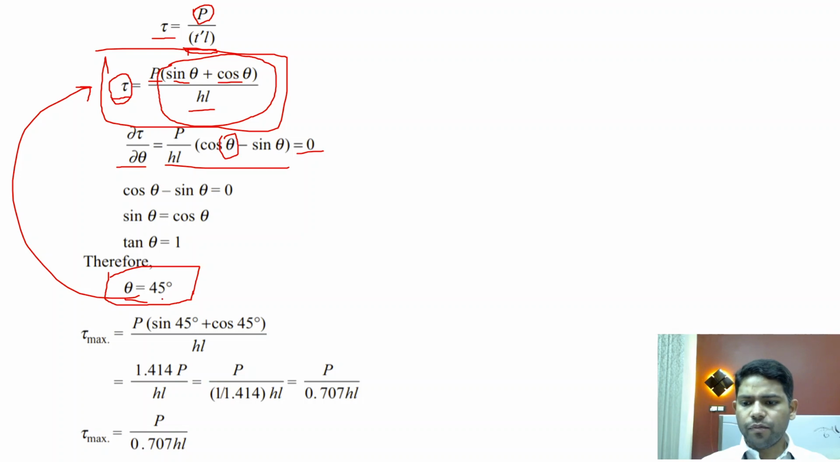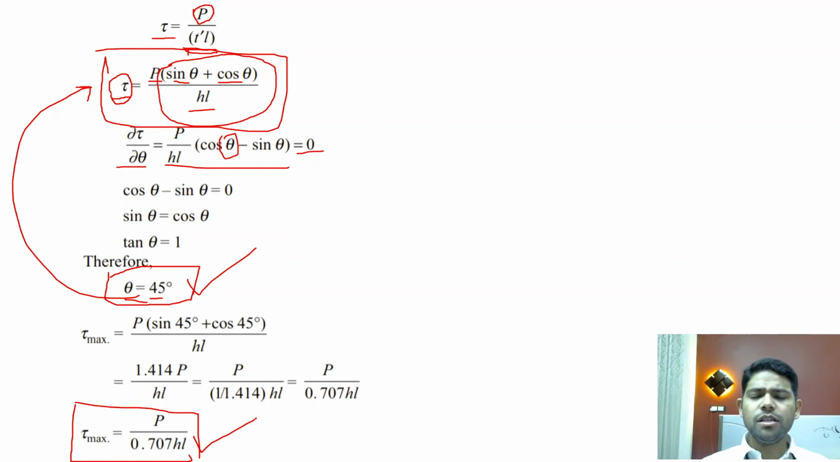So putting the value of this theta in this above equation, we get tau max equal to the load applied, which is P, divided by 0.707 times h, which is the leg dimension, times L, which is the length of the weld. Okay, so this is how you are going to find out the inclination of the plane where the maximum shear stress is induced, and the magnitude of the induced maximum shear stress.